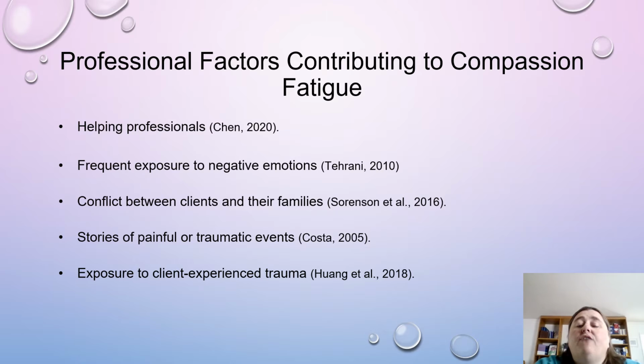During the process of evaluating and treating clients, OT practitioners often listen to stories of very painful or traumatic events. These stories bring potential for development of compassion fatigue. OT practitioners give empathy and sincerely engage with their clients. This makes exposure to client experienced trauma unavoidable during OT service delivery.